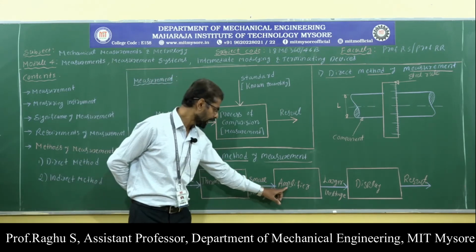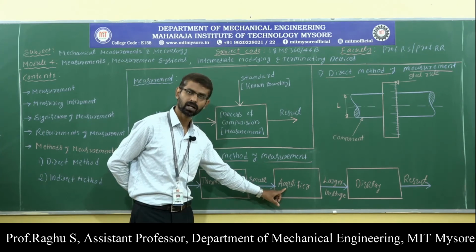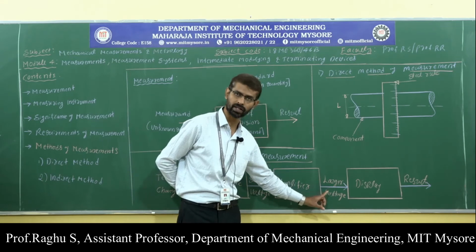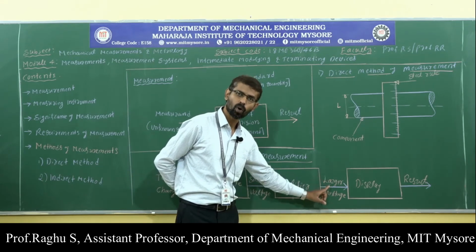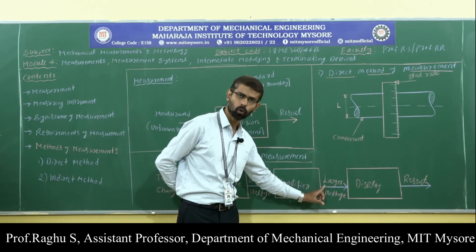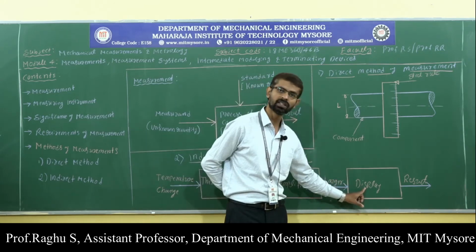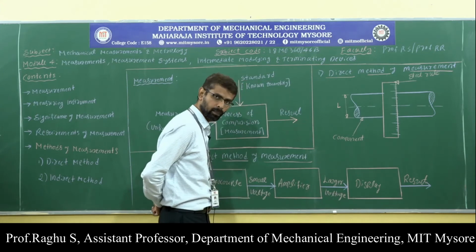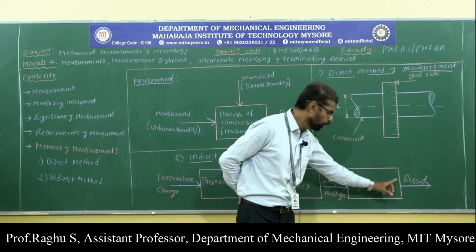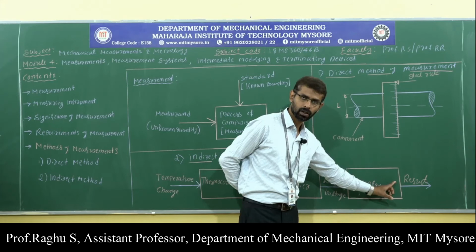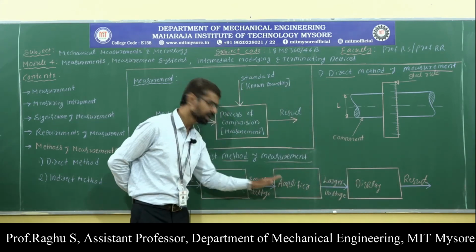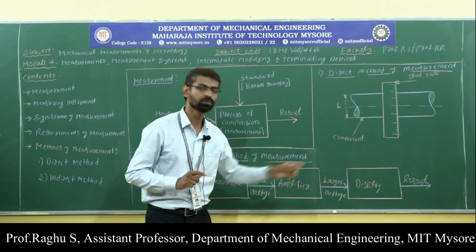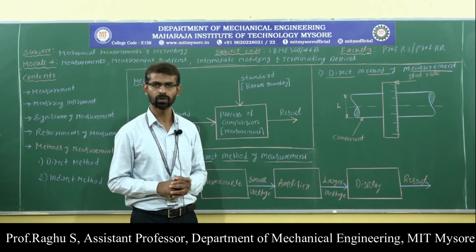Now, here we have one more device, an amplifier. This amplifier converts the small voltage into a larger voltage. So this amplified voltage is displayed on the display device. So finally, the temperature is converted into voltage. This is the indirect method of measurement. Here I am measuring the temperature in terms of voltage.